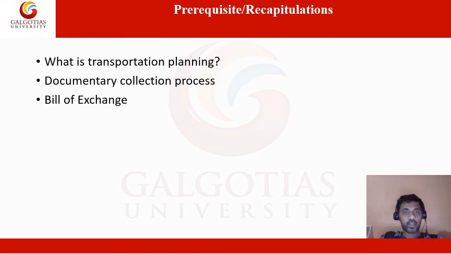As a prerequisite to today's lecture, we should know what transportation planning is, the documentary collection process, and the bill of exchange. We all might have come across that when items are transported either domestically or internationally, the delivery must be accompanied by the relevant documentation. The amount of documentation will vary depending on whether the shipment is within the country or to another country. That is also prerequisite knowledge in moving forward.